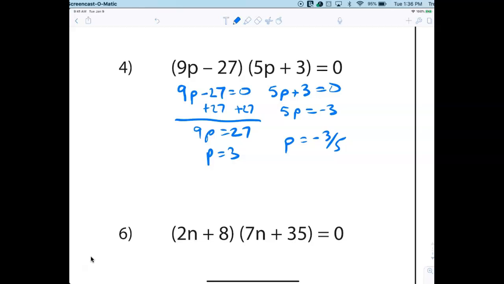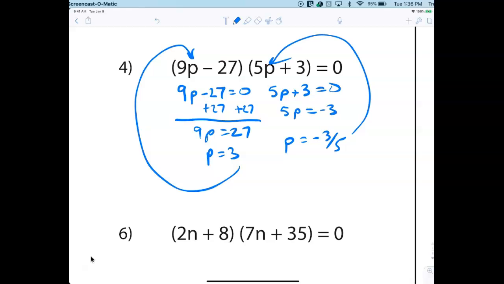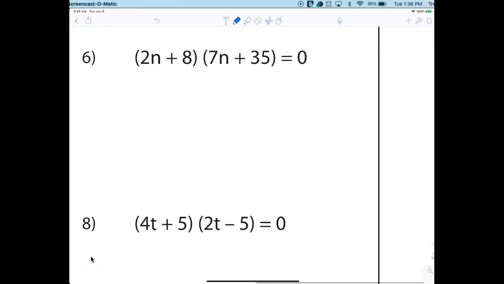It's very simple. Set factors equal to 0, solve the individual factors. It's usually a two-step equation, nothing to it. So that means if I plug 3 in, I will get 0. If I plug negative 3/5 in, I will get 0. So let's look at number 6.